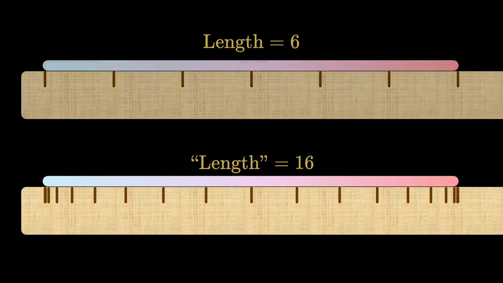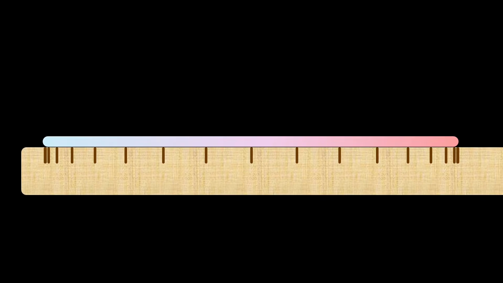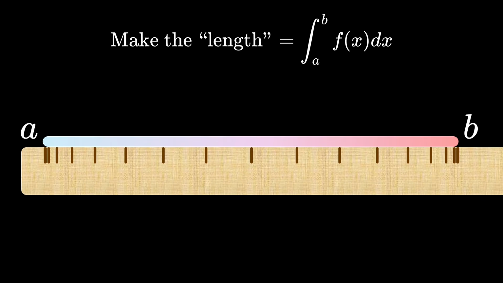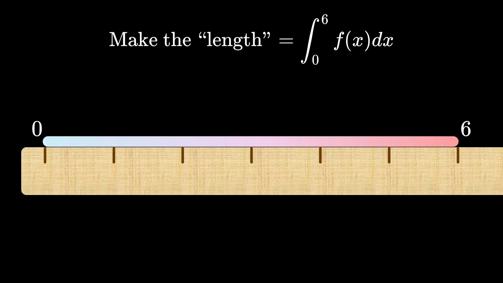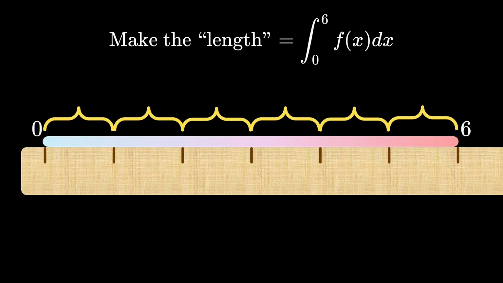In particular, there should be a way to make this exactly equal to the integral we started off with. The trick is to make the density of the markings equal to f of x at the point x. We'll go through this with an example. Let's say this object goes from 0 to 6, so a normal ruler would have looked like this, and this object would have normally spanned across 6 markings.